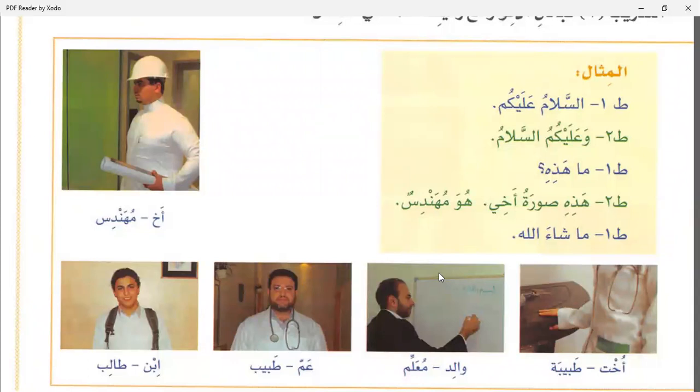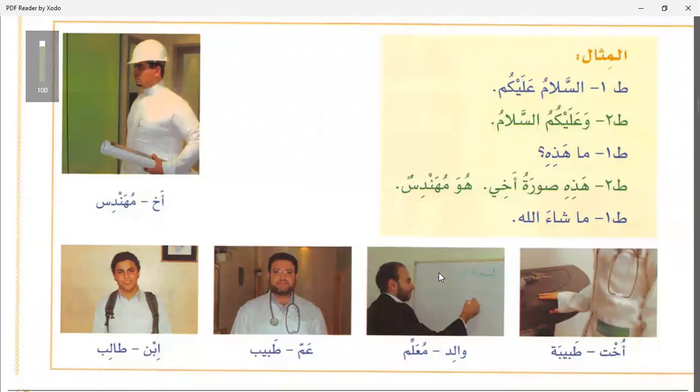Assalamu alaikum. Wa alaikum salam. Ma hadhihi? Hadhihi suratu akhi. Huwa muhandis. Mashallah. Next. Assalamu alaikum. Wa alaikum salam. Okay. ما هذه؟ هذه صورة أختي هي طبيبة. ما شاء الله. السلام عليكم. السلام عليكم.